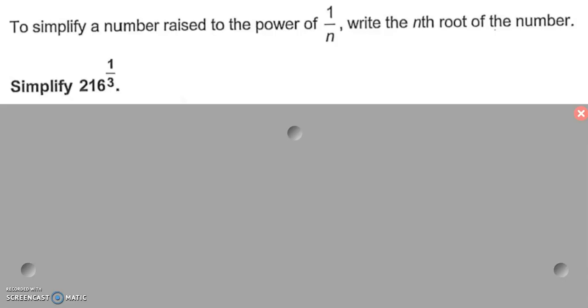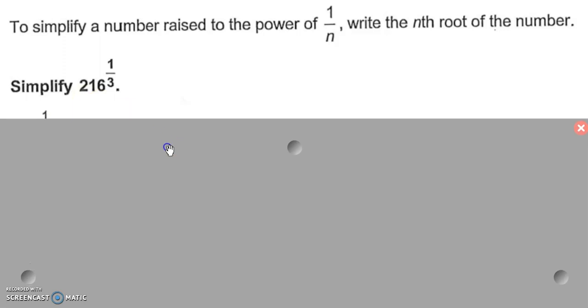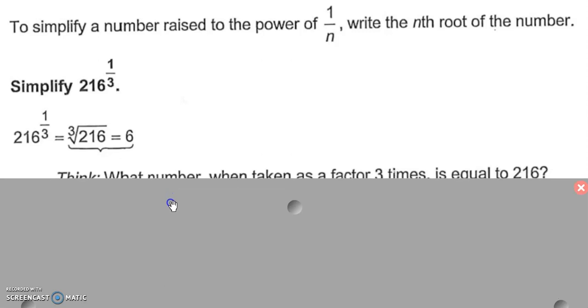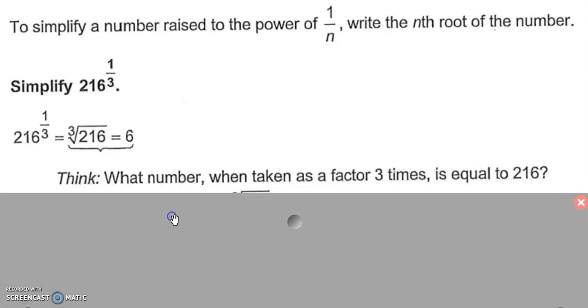Let's begin. So to simplify a number that's raised to the power of 1 over n, where n is just a number, we're going to write the nth root of that number. And here's what I mean by an example. If we want to simplify 216 raised to the 1 over 3 power, we're going to then change it into finding the third root of 216. So the number in our denominator becomes the nth root of what we are taking of that number. So we would take the third root of 216, which becomes 6.